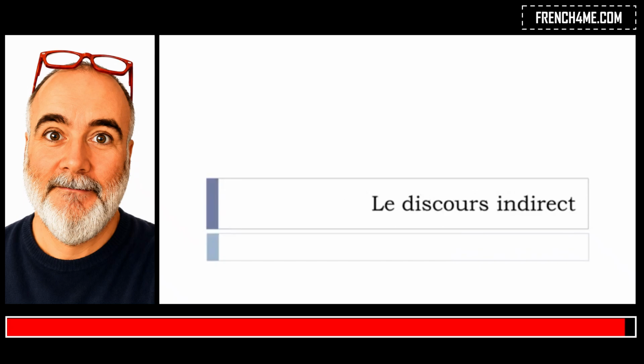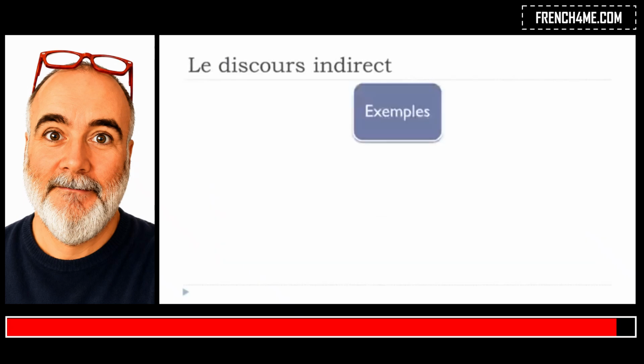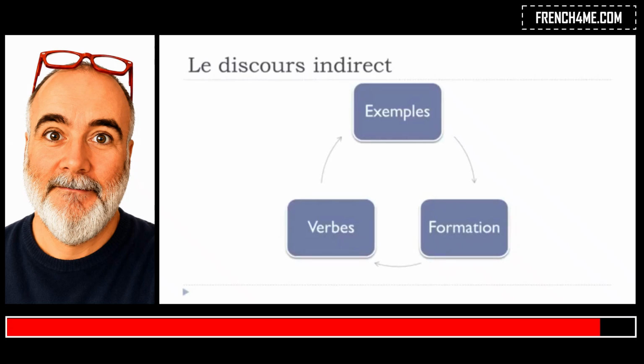And in this lesson we'll work together on what we call le discours indirect. So first we'll see a few examples just to make it clear and to discover what this discours indirect is. After that we'll see how to make it, so la formation, and the last part will be, we'll discover together the verbs that you could use to introduce this discours indirect, okay? But then let's start with les exemples, few examples, okay?